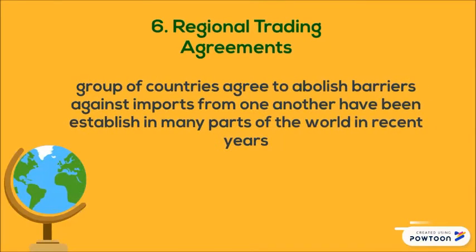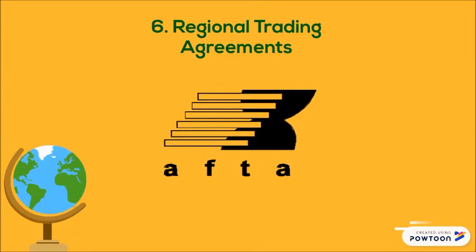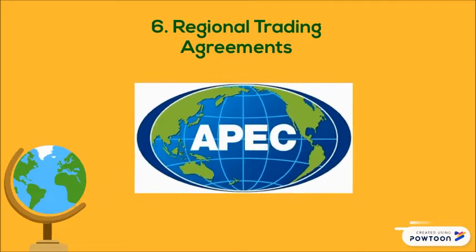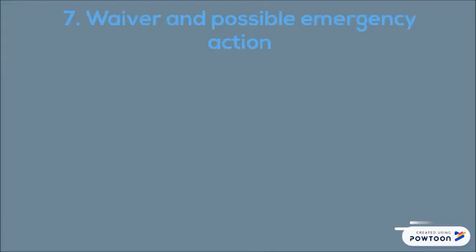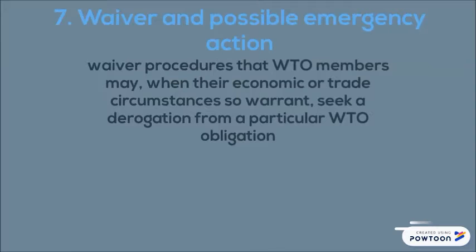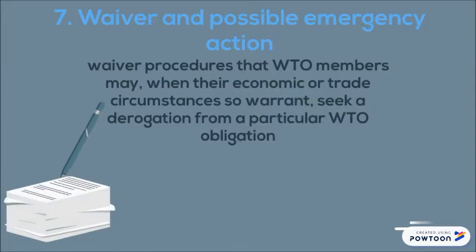Regional trading agreements. Groups of countries agreeing to abolish barriers against imports from one another have been established in many parts of the world in recent years. Examples are AFTA, APEC, the European Union, and NAFTA. And last is waiver and possible emergency action. Under waiver procedures, WTO members may, when their economic or trade circumstances so warrant, seek derogation from particular WTO obligations.